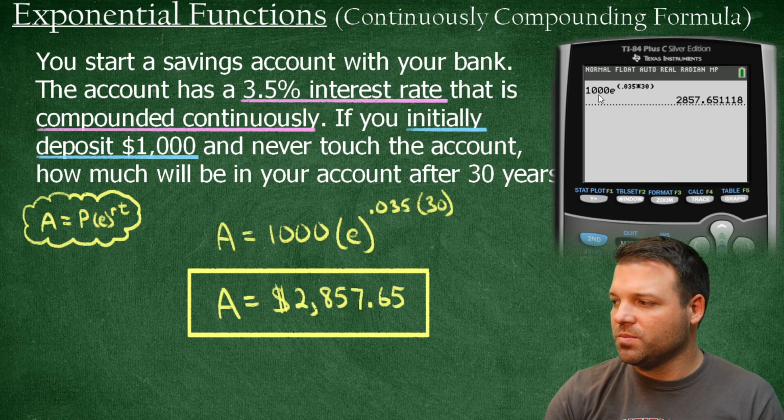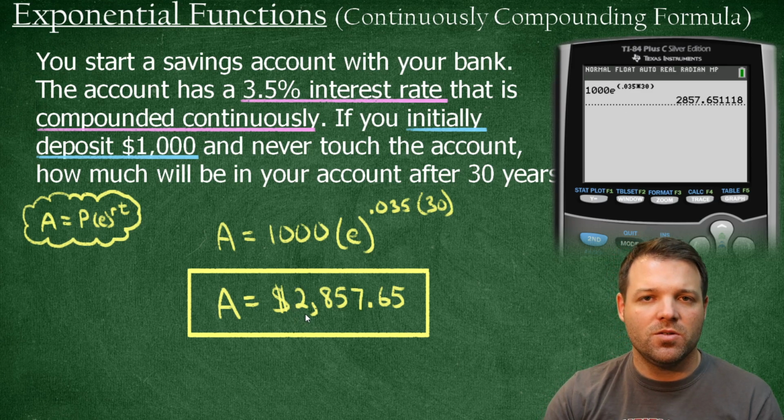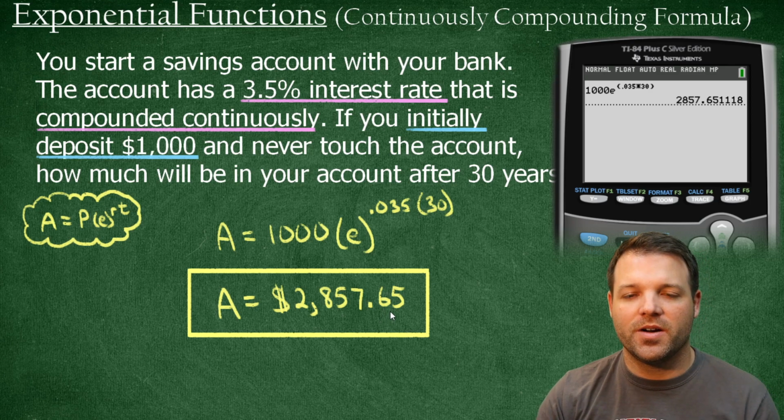Once we plug this into our calculator, we get 1,000 times E to the 0.035 times 30, and we end up getting $2,857.65. All right, so there we go.